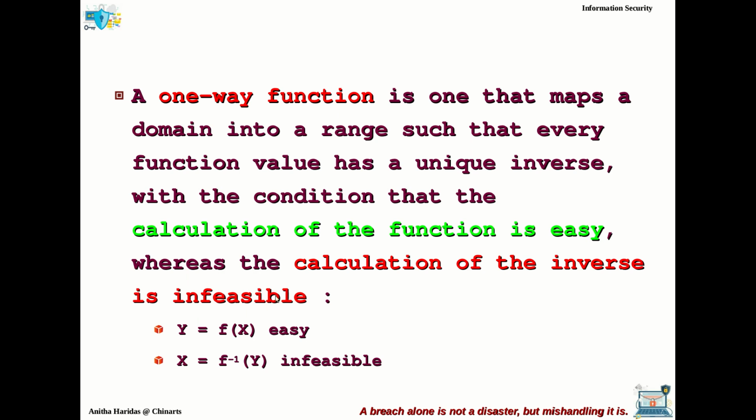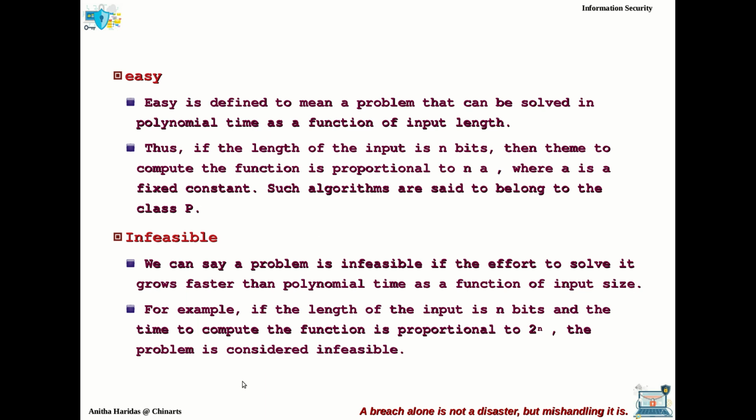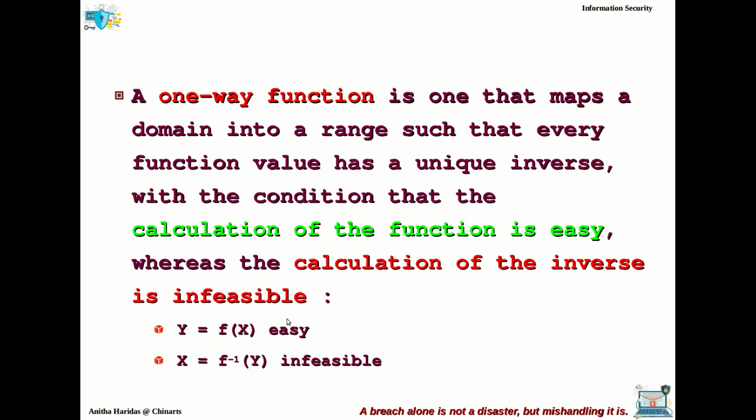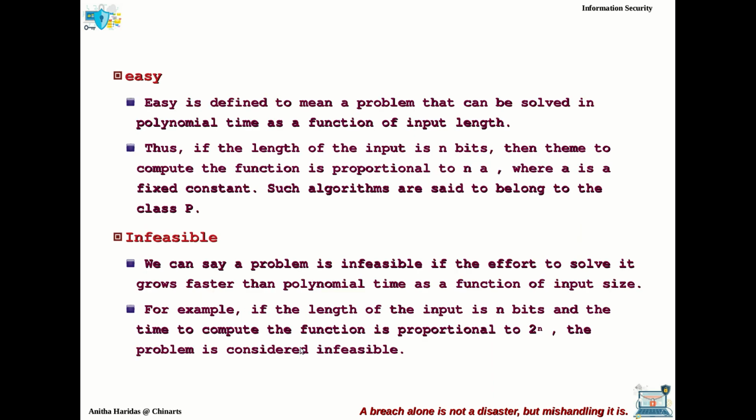But in this condition, the calculation of the function is very easy, but the calculation of the inverse, f inverse of y, is infeasible. Then these kinds of functions are called one-way functions. Now, what do you mean by trapdoor function, right? Again, these 2 points are to be noted here. I said it must be easy and infeasible. So let us see what do you mean by easy and what do you mean by infeasible.